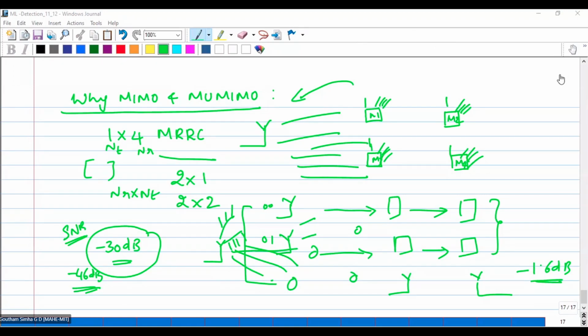Any questions? What kind of questions are you going to get in the examination? Not for internals, not for our midterm exam. For the final examination, what kind of questions can you expect? Explain the Alamouti scheme. Not as straightforward as that, but design a diversity of order 2 with 2 transmit and 2 receive antennas. That could be one of the questions.